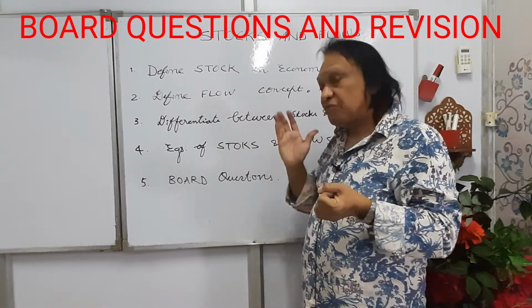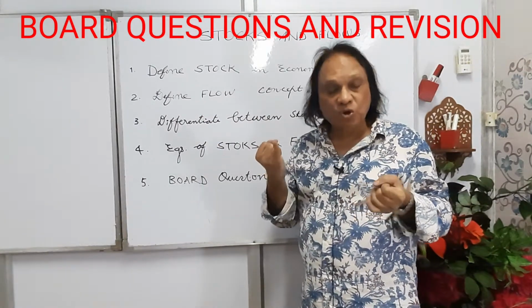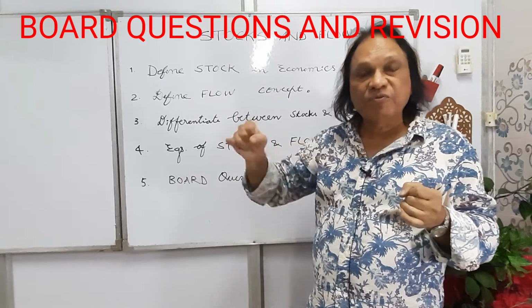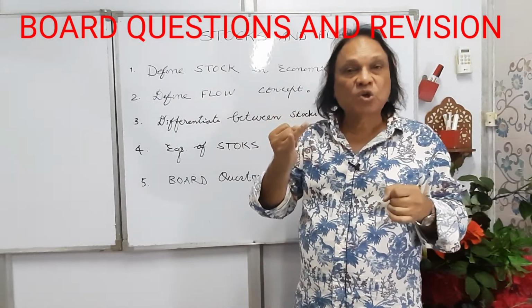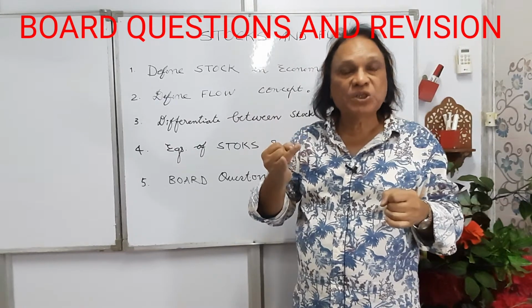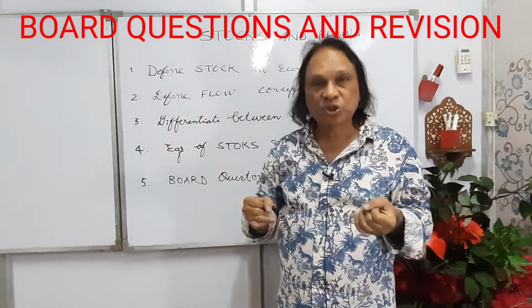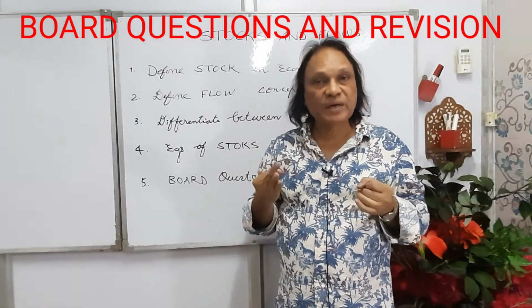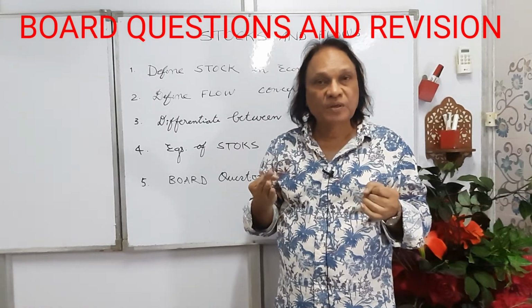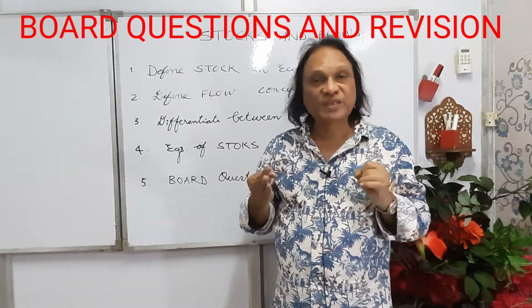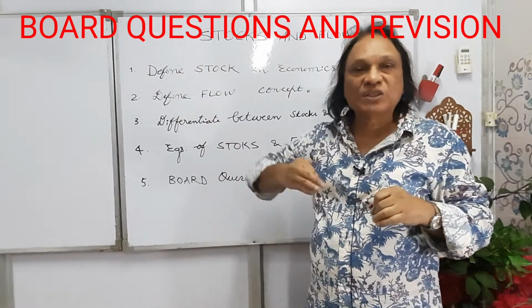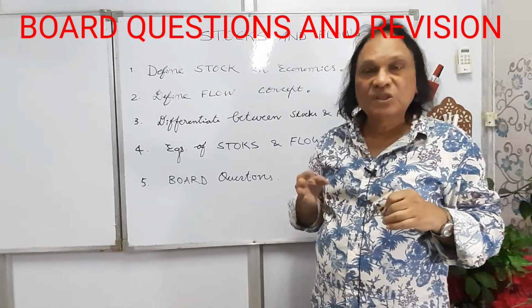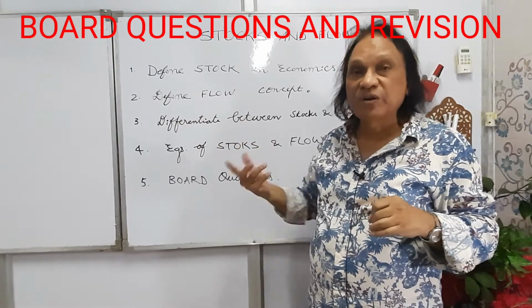Differentiate between stocks and flows. The first point, stock is a quantity measured at a point of time. Flow is a quantity measured over a period of time. The second point, stock has no time dimension. Flow has time dimension. The third point, stock is a static concept. Flow is a dynamic concept. Stock influences flow. Flow influences stock.